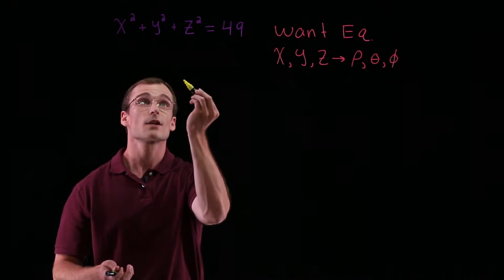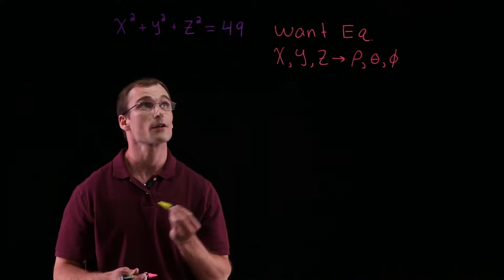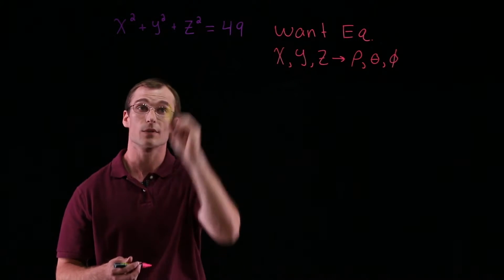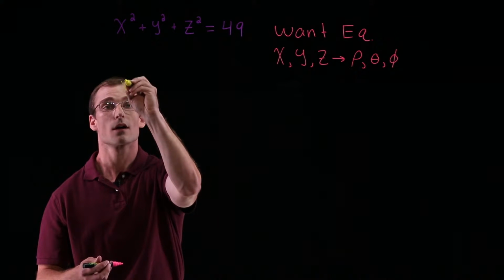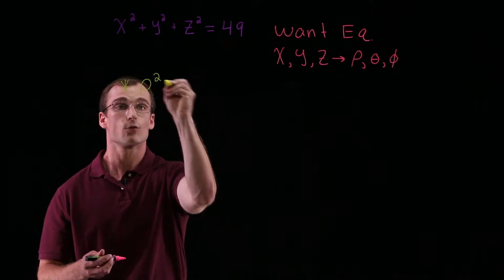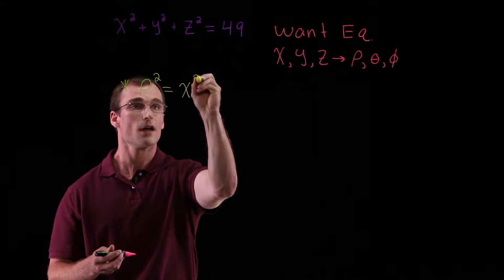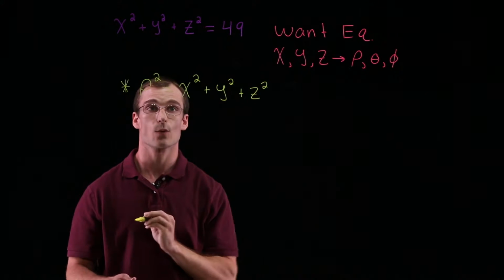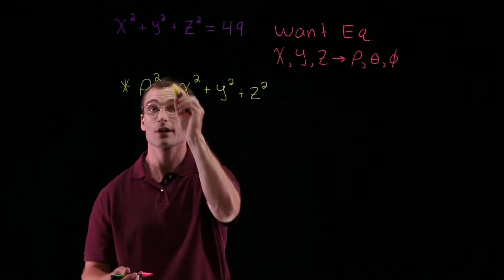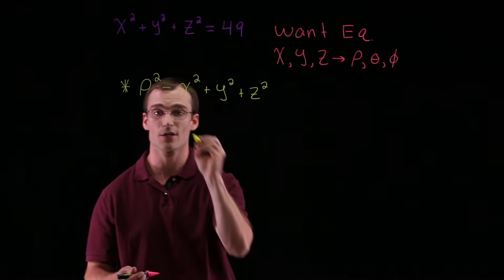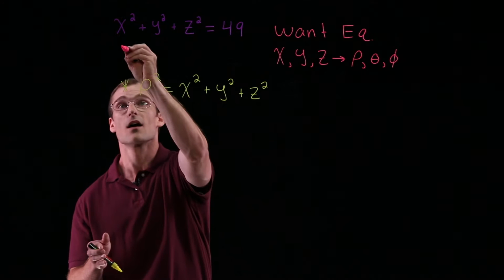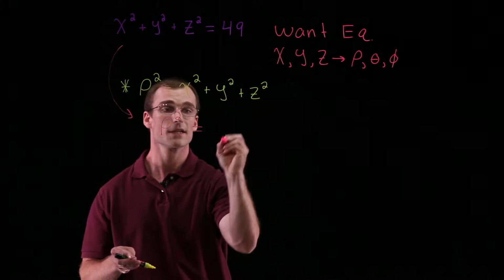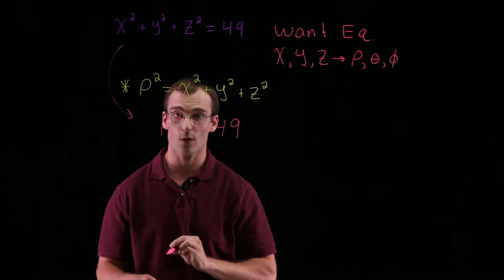So x squared plus y squared plus z squared equals 49. Now to make our conversions, we're going to use some of our conversion equations. A big thing that's jumping out at me is we see x squared plus y squared plus z squared. And what we know is that rho squared is equal to x squared plus y squared plus z squared. So making that substitution, we can plug in rho squared on the left-hand side of our equation. So that's going to give us rho squared on the left-hand side is equal to 49.